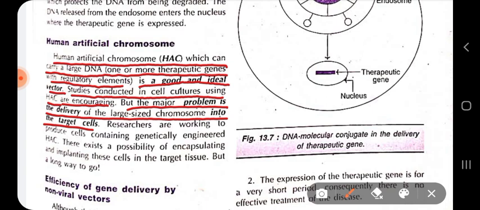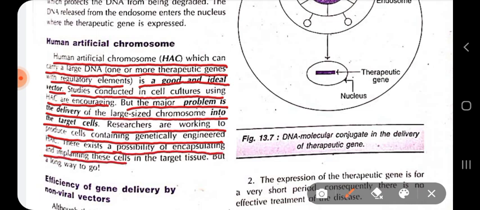So nowadays researchers are working to produce cells containing genetically engineered human artificial chromosomes. Here, there exists a possibility of encapsulating and implanting these cells into a target tissue, but there is a long way to go. So we can encapsulate this human artificial chromosome, as I have said, by using lipoplexes or by using this type of conjugate where it can directly get integrated within the nucleus and get properly expressed.